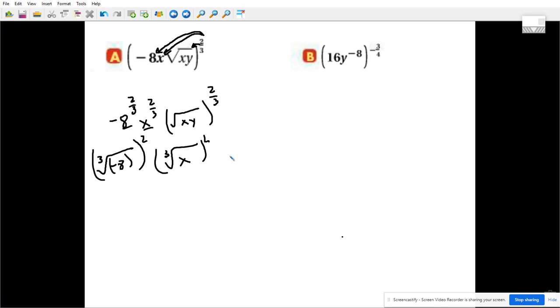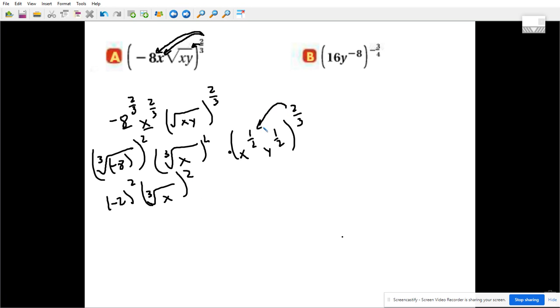This term right here, well, what does the square root of xy mean? It means x to the 1/2, y to the 1/2, and all that's being raised to the 2/3. So this right here, the cube root of -8 is -2. So I've got -2 squared. Can't do anything with this. This stays the cube root of x squared. This would be x to the, multiply those, x to the 2 over 6 power. And this would be y to the 2 over 6th power. Can you simplify anything here? Yes. What's -2 squared? 4.